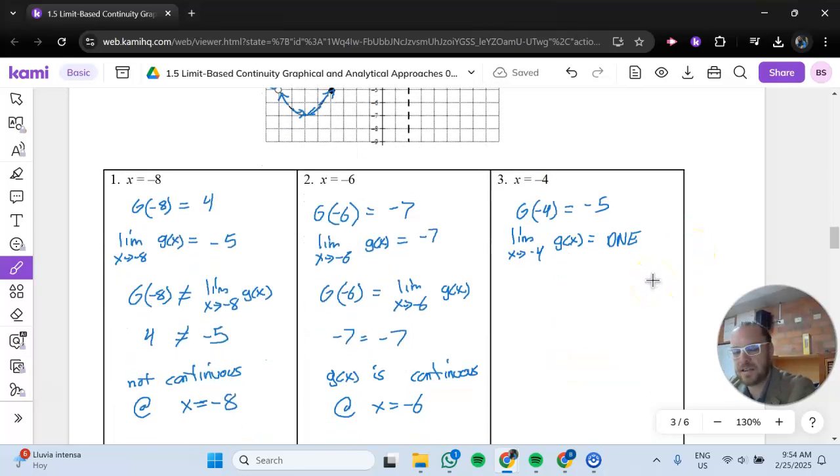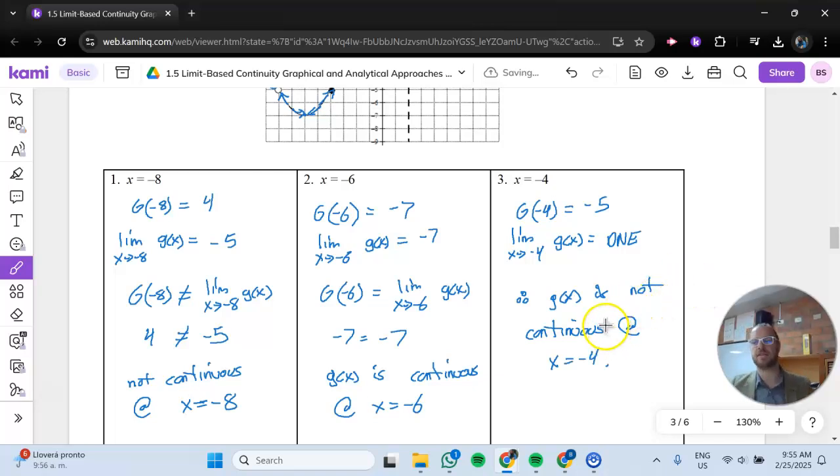If it doesn't exist, that means, well, because the left side didn't equal the right side, therefore g of x is not continuous at x equals -4. Because it's not. They are not continuous. Okay.